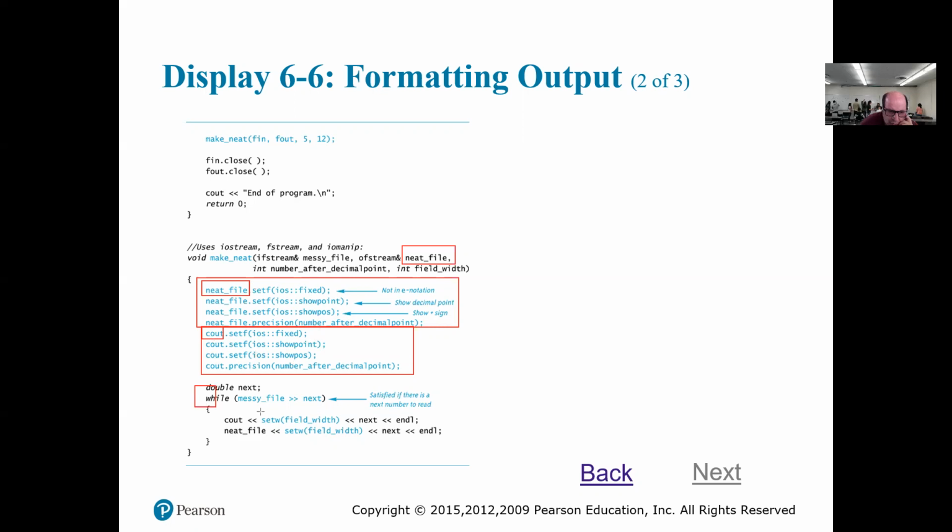So we have our while messy file. That's the input file in the function. Remember, it doesn't have to have the same name that I have in the main. So the function can have a different name. So messy file is coming in as an input file. I'm going to use the while loop to read every number all the way through the data file. And then I'm going to do the cout, and I'm going to do the neat file. In there, I'm going to do the setw. And instead of a hard-coded number, I will have a field width coming in as a parameter. So I can have it as a global constant, or I can have it coming in as a parameter.